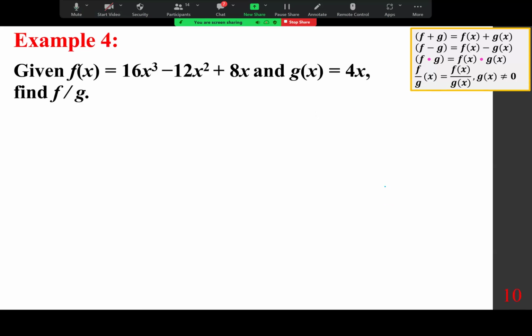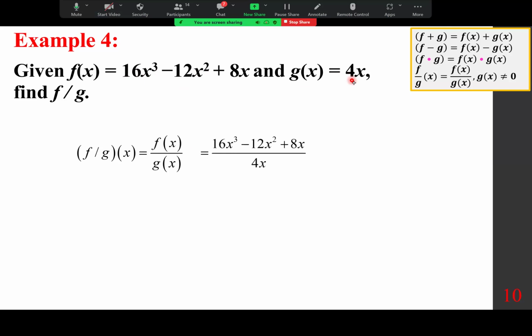f of x is 16x cubed minus 12x squared plus 8x, and g of x is 4x. Find f over g. By definition, it is simply f of x over g of x. So we have a fraction bar. This function is at the top. This function is at the bottom.